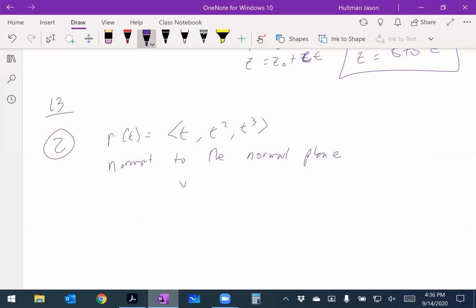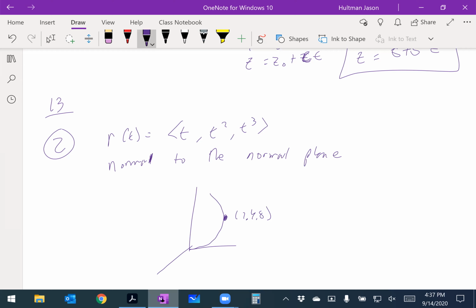Why? Because I need a vector v that is normal to the normal plane. You're like, that's interesting. Let's look at this. Let's look at a space curve, okay? X, Y, Z. We've got this space curve, curved up, whatever. And at some point, at point 2, 4, 8, right? 2, 4, 8.